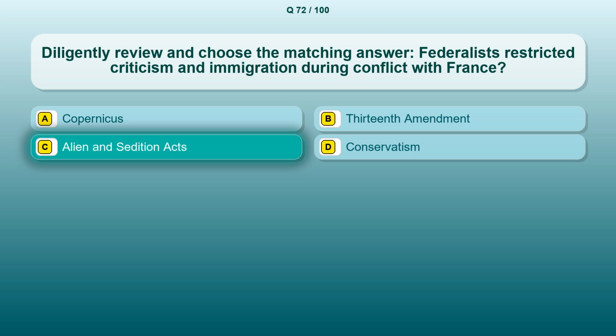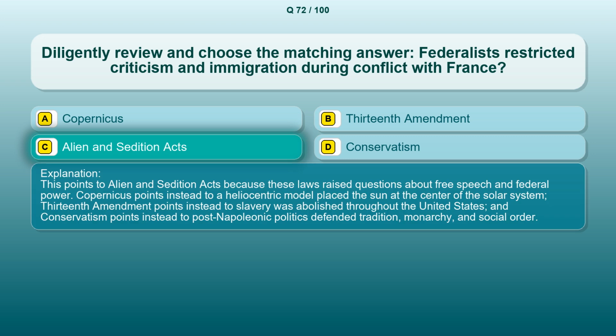The correct answer is option C, Alien and Sedition Acts. This points to Alien and Sedition Acts because these laws raised questions about free speech and federal power. Copernicus points instead to a heliocentric model placed the sun at the center of the solar system. 13th Amendment points instead to slavery was abolished throughout the United States, and conservatism points instead to post-Napoleonic politics defended tradition, monarchy, and social order.